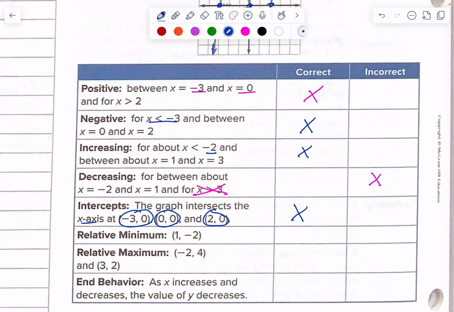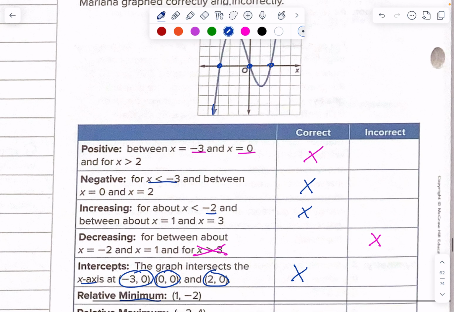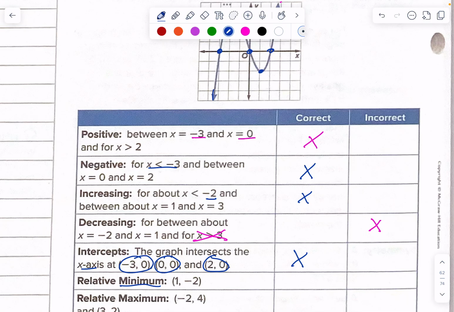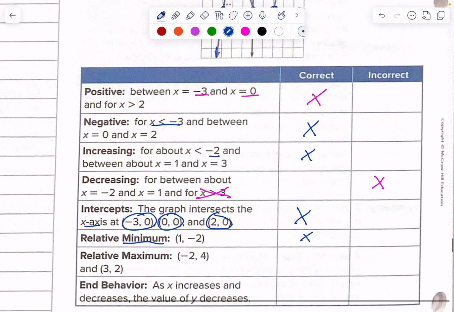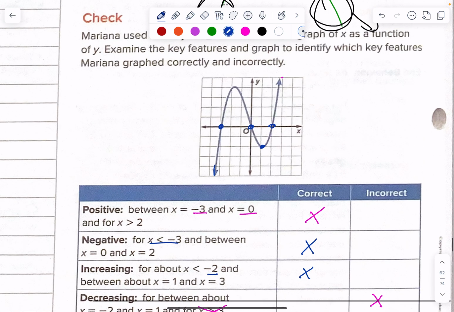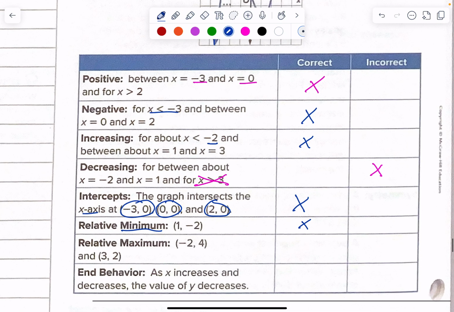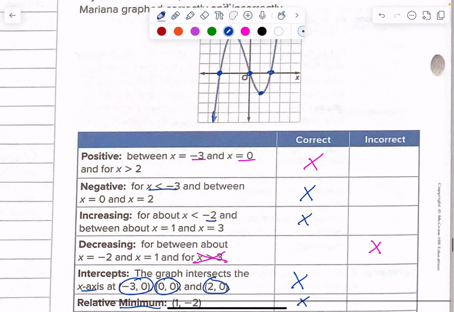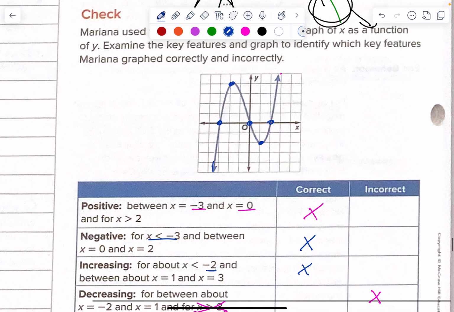Does he have a minimum at (1, -2)? Is that about where the minimum is? Yes, that is correct. Okay. Does he have a maximum at (-2, 4)? About there? And does he also have a maximum at (3, 2)? That's not right.